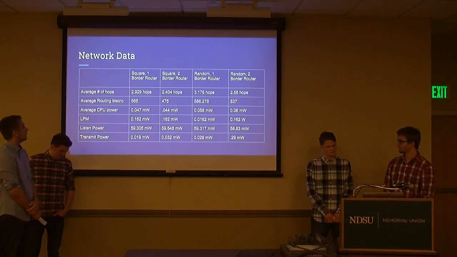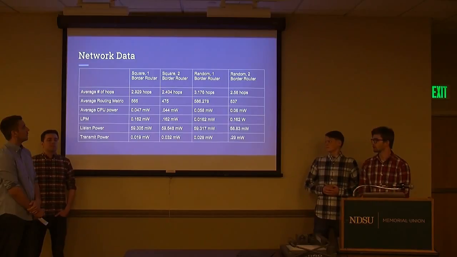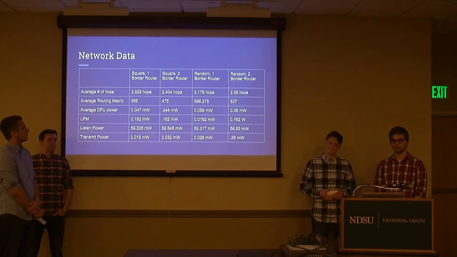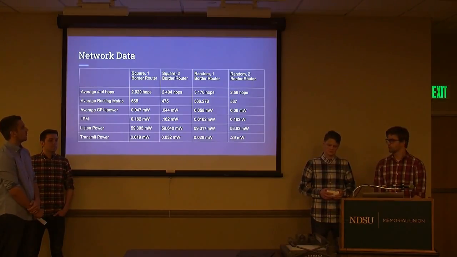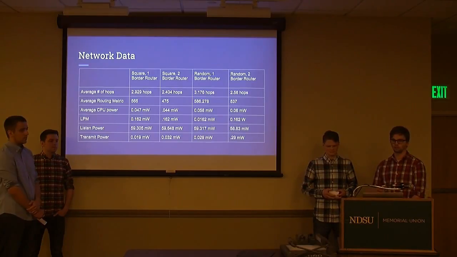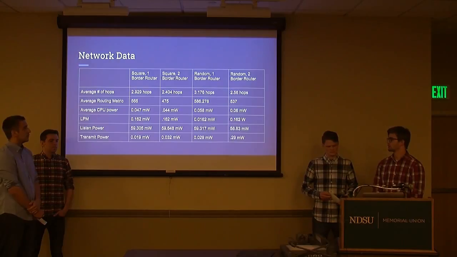This is some of the data we were able to collect through CollectView, and when using 2 border routers, the biggest thing that stands out is the average number of hops is much lower, because there's a shorter path to the nearest border router. The number of hops is basically just referring to how many jumps a message has to go through, node to node, to get to the final destination.